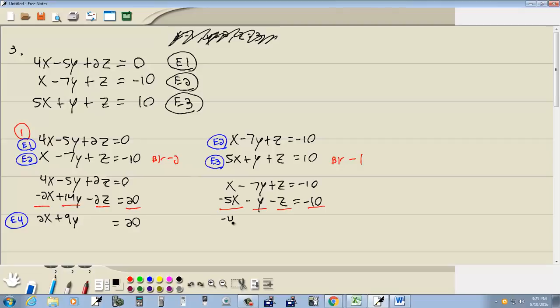x minus 5x is negative 4x. Negative 7y, negative y is negative 8y. z minus z cancels. Negative 10, negative 10 is negative 20. Now sometimes you'll notice that they're all divisible by the same number, and you can go ahead and divide everything. Like these are all divisible by 4. You could even say a negative 4. But if I divide everything by 4, I get negative x minus 2y is equal to negative 5. Okay. Double check everything here. This will be E5. And let me check that against my original values, 1 and 2. Okay, everything looks good so far.